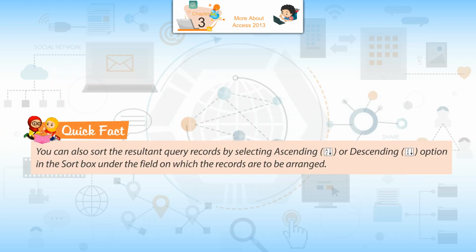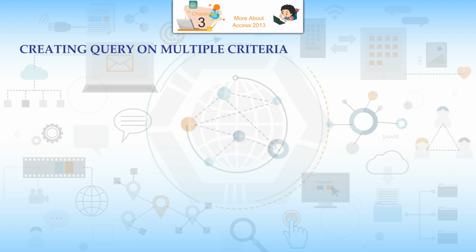Quick fact. You can also sort the resultant query records by selecting the Ascending or Descending option in the sort box under the field on which the records are to be arranged.